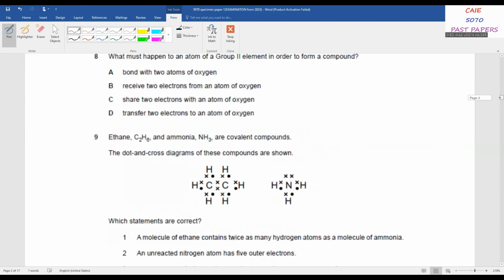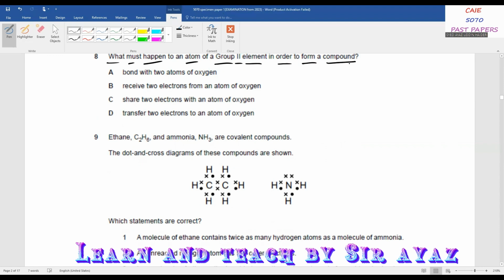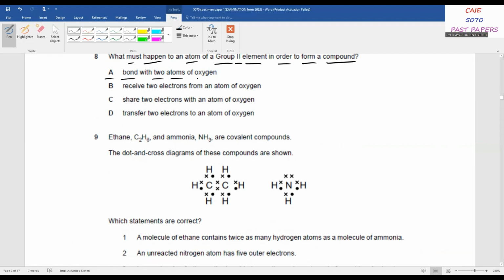Number 8. What must happen to an atom of a group 2 element in order to form a compound? We know that a group 2 element is a metal, so it must be losing electrons. It can't share electrons. So let me read all the statements. A, bond with 2 atoms of oxygen.